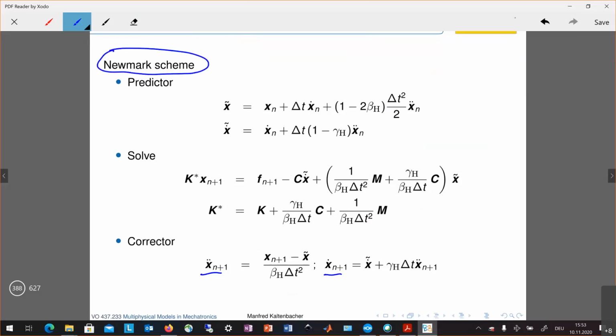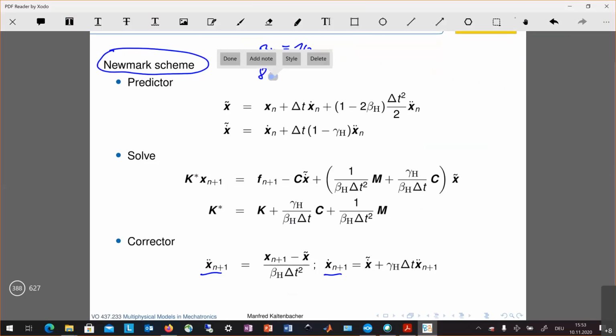Okay, so you see that also the time discretization for the mechanical partial differential equation is not as complicated, and in order to get the highest accuracy, as I have told you, again I write it here, you use beta h equal 1/2 and gamma h equal 1/4.